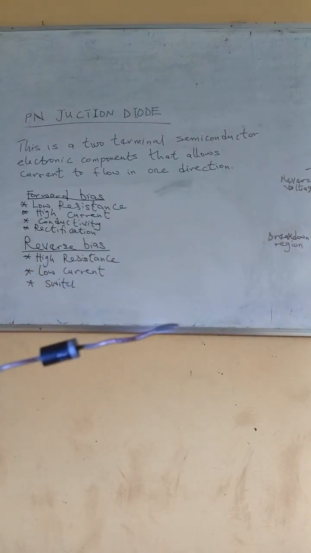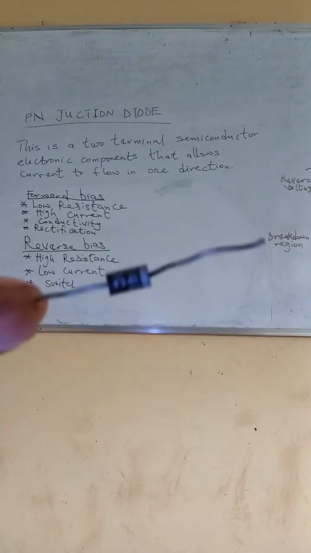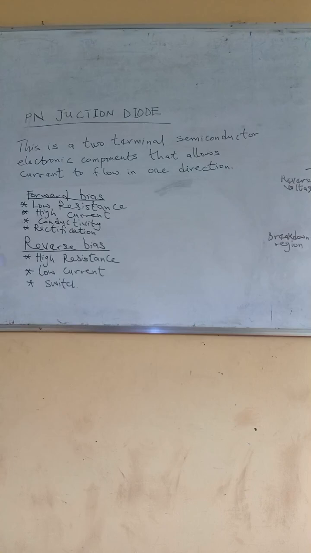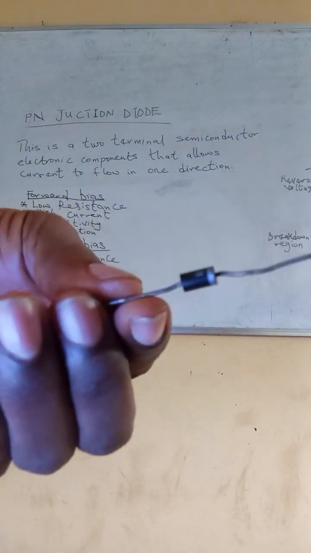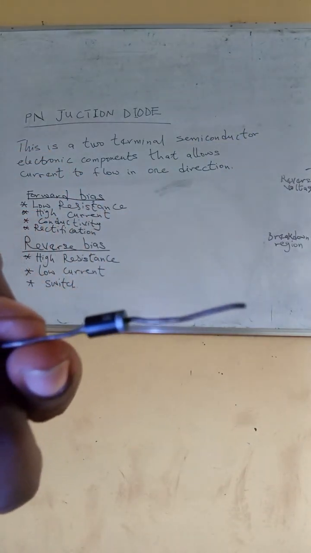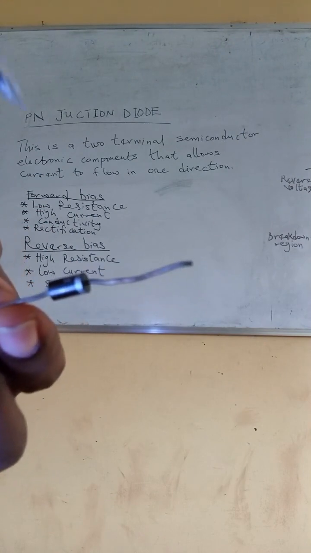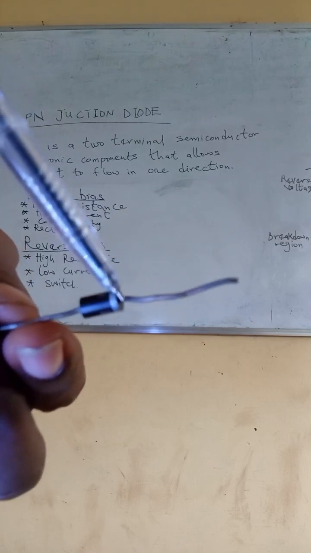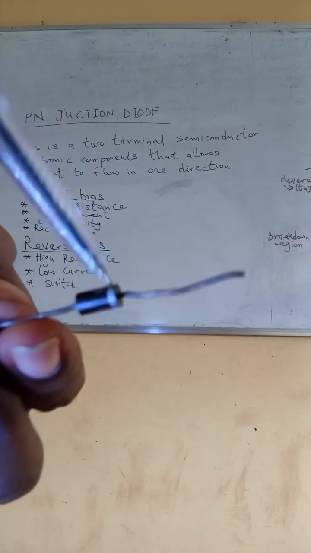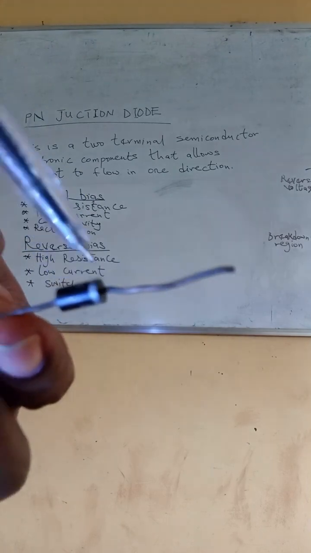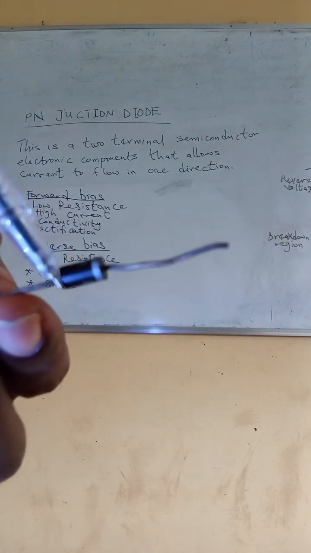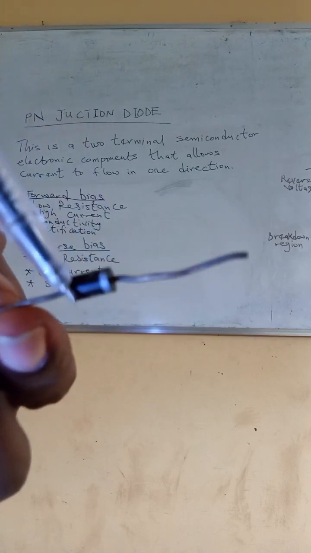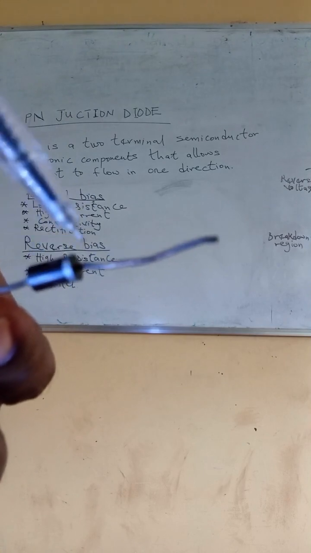Let's look at the PN diode. This is how it looks. If you look at it very well, this side is marked with a white strip. That marked side is negative, the cathode. The unmarked side is anode, positive. This is negative, this is positive.